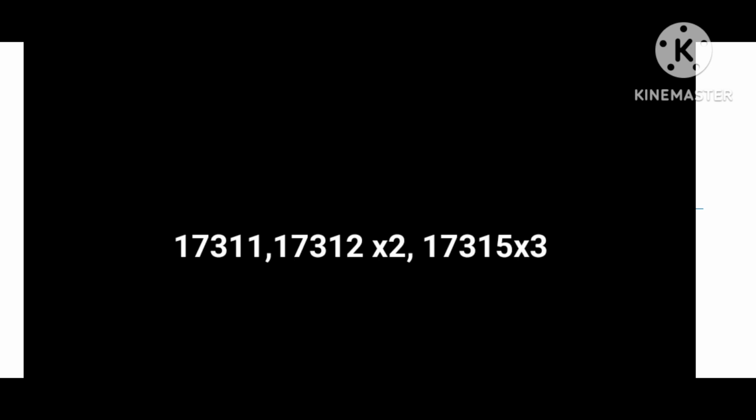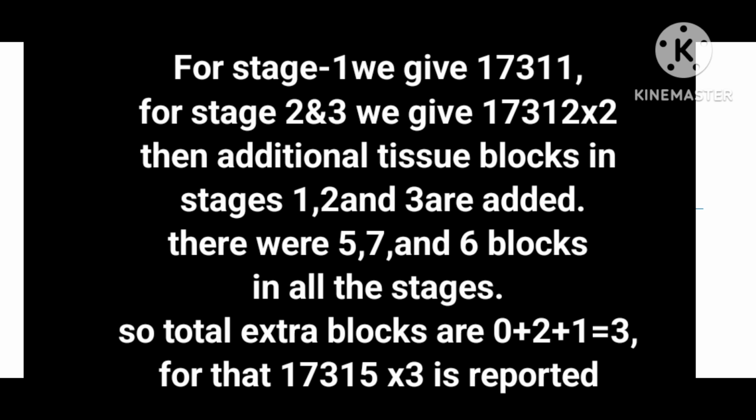The answer will be 17311, 17312 into 2, 17315 into 3. And how did we get this answer? Let me explain it now. 17311 is used for the first stage and 5 tissue blocks. 17312 into 2 is used for the second stage and the third stage up to 5 tissue blocks. And now, how many additional extra blocks are there in this procedure?